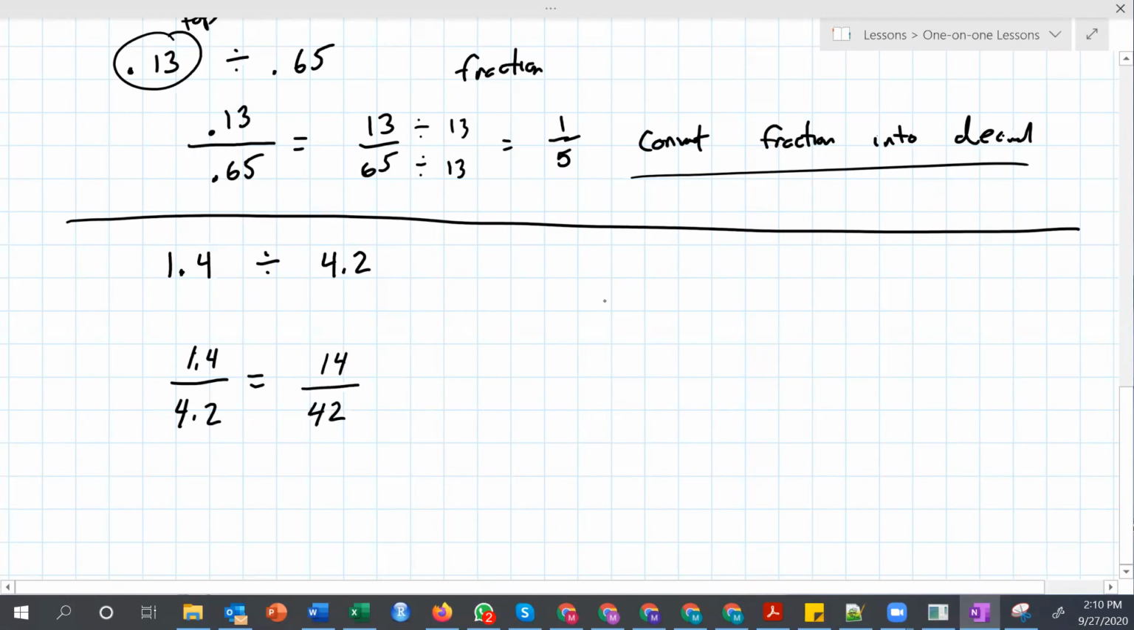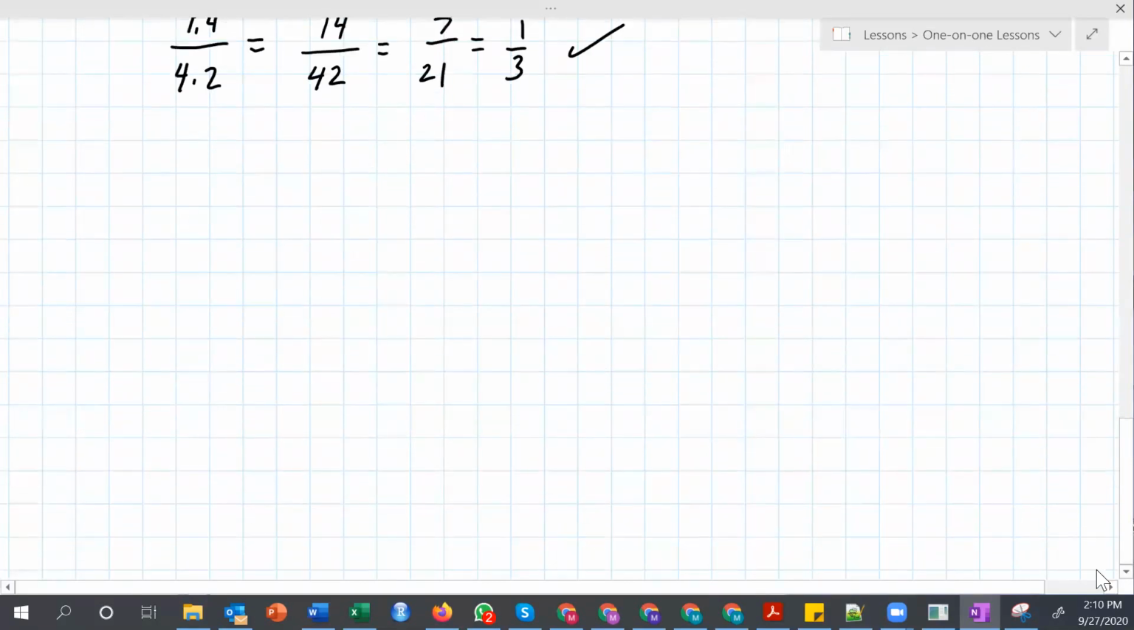When you start reducing fractions, you always start with 2 and then 3 and then 5 and then 7. These are the prime numbers. 2 goes into both the top and the bottom, right? So it becomes 7 over 21. But that also reduces. 7 and 1 and 3. 1/3. Excellent. Okay, great.